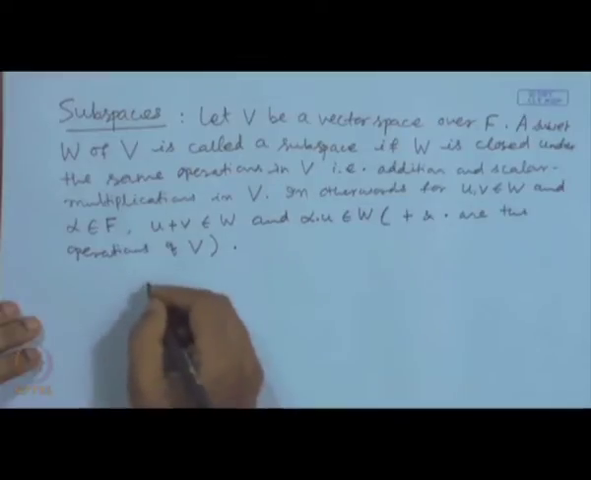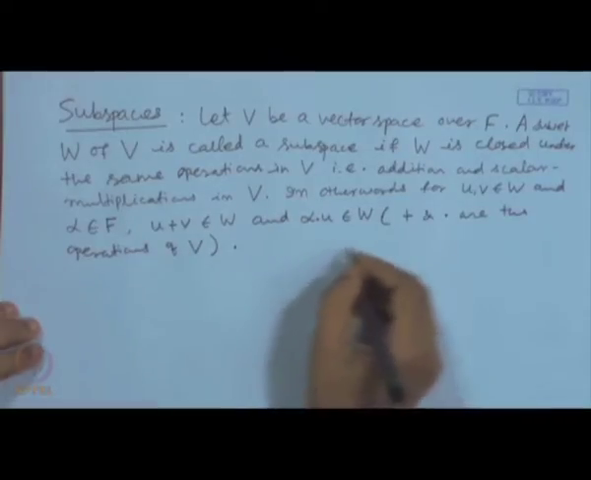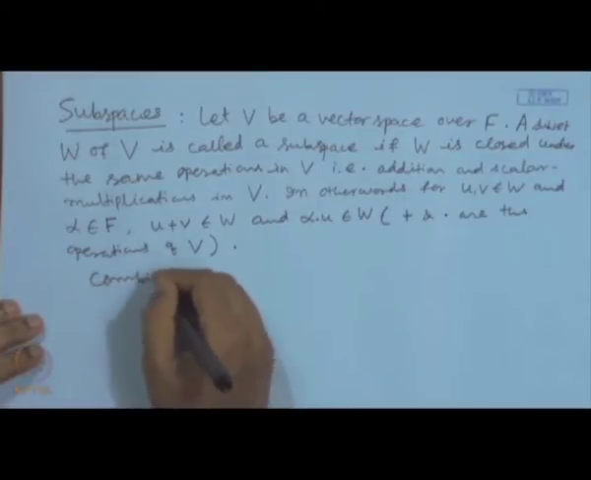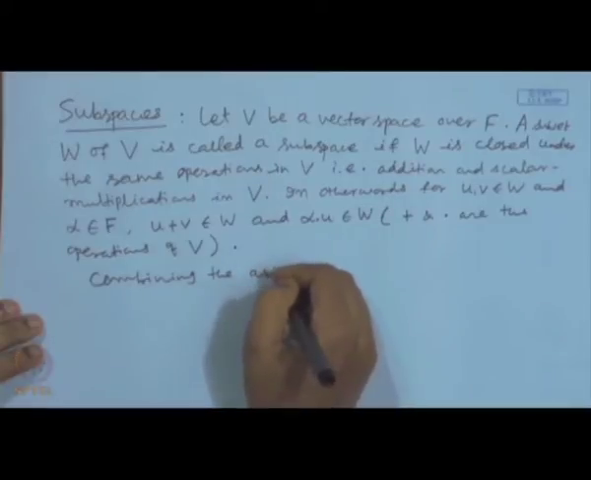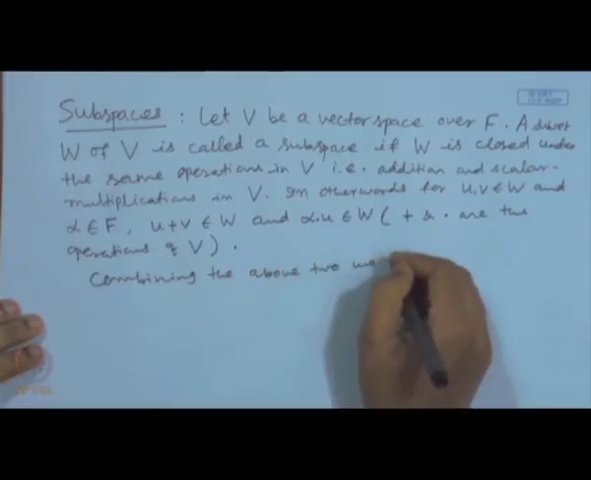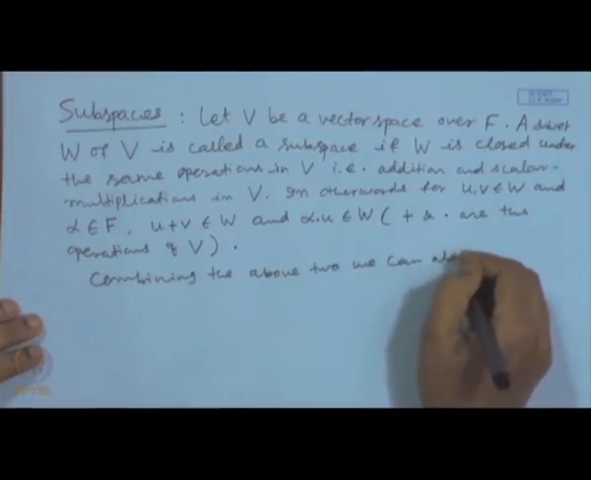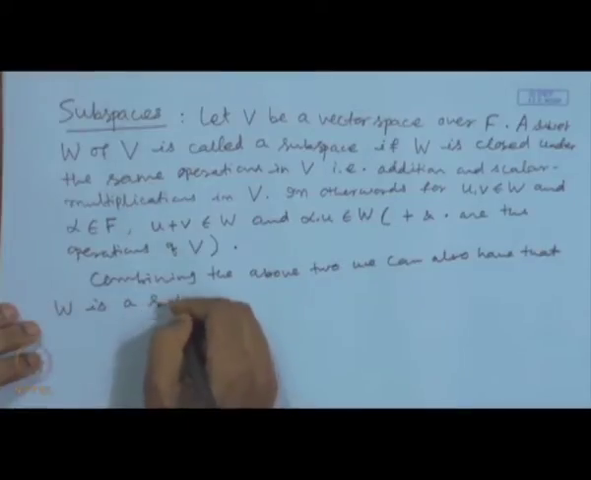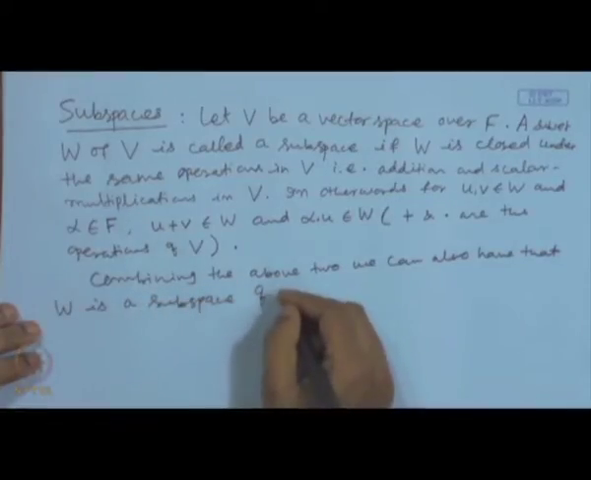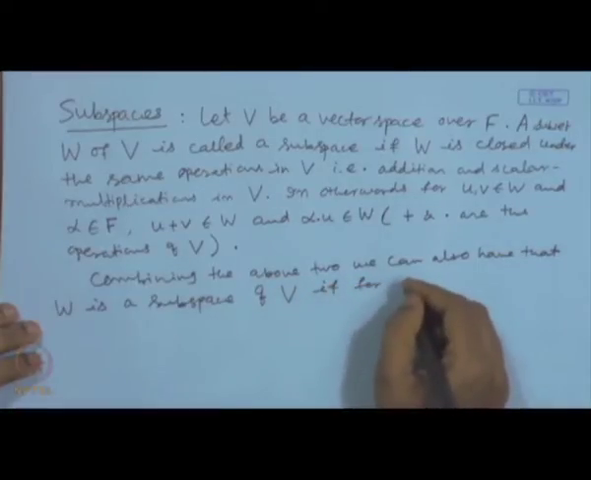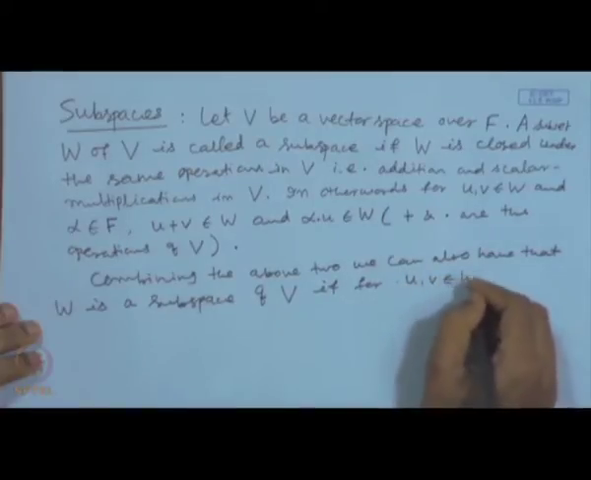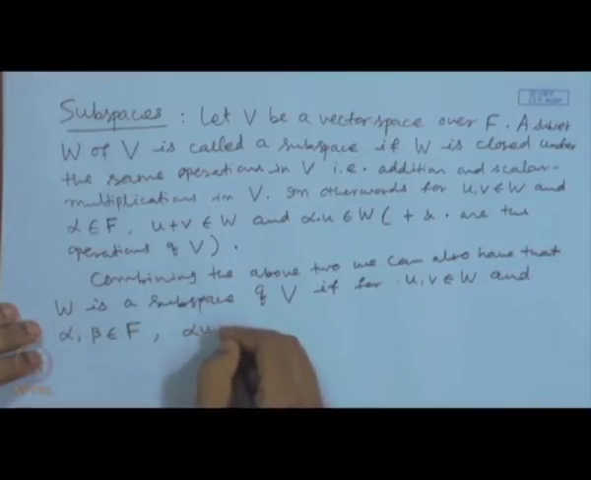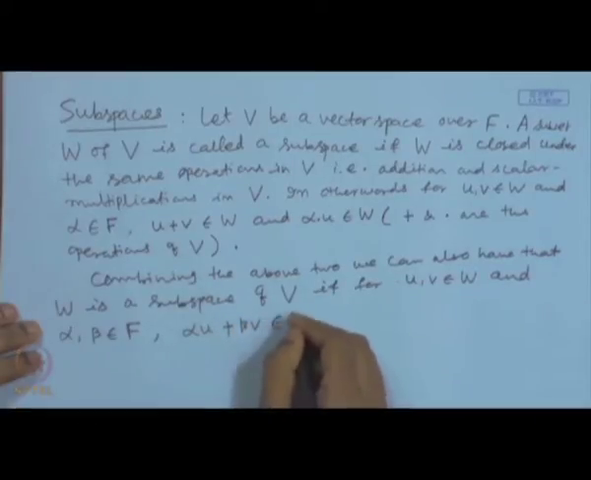One can also combine these two and write in a single condition. Combining the above two, we can also say that W is a subspace of V if for u, v belongs to W and alpha, beta scalars, alpha u plus beta v belongs to W.